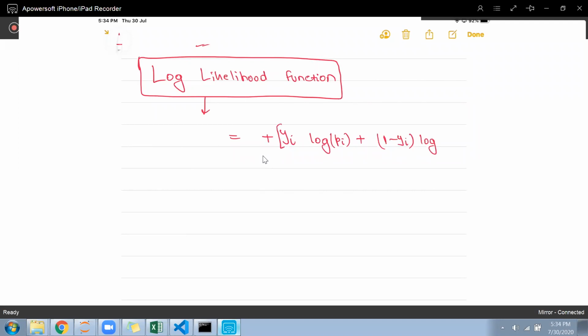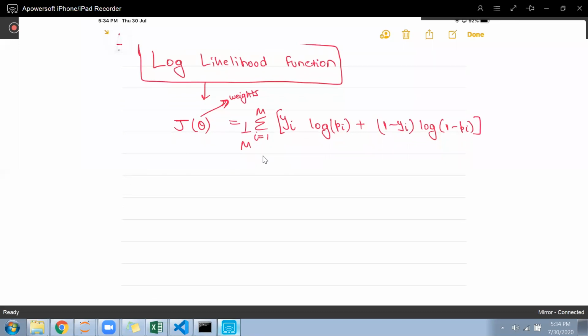And let me make it a little bit simpler. I will add summation i equal to 1 to m, 1 upon m. So I'll write J of theta. This theta I'm referring to as the weights. Now you might be scared by looking at this equation, but there is no need to be scared. It's a very easy equation.